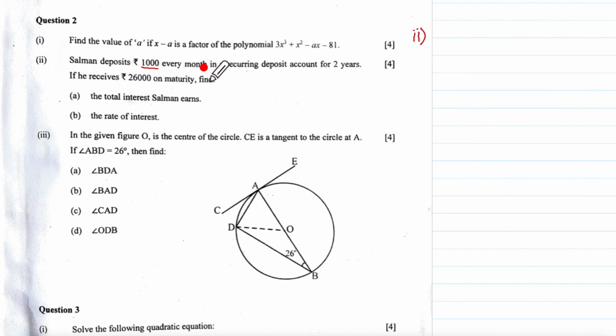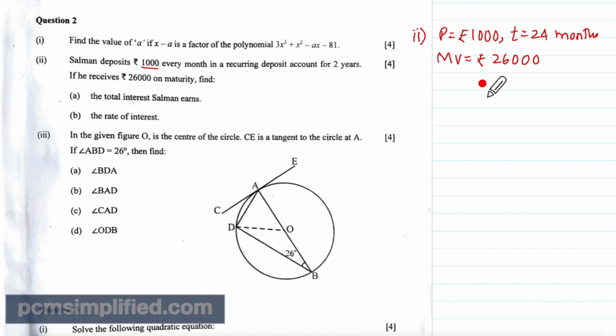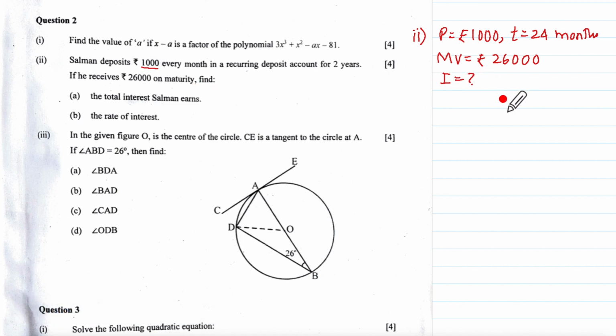Salman deposits 1000 rupees every month in a recurring deposit account for 2 years. So our principal is rupees 1000 and our time is 24 months, and he receives, which means maturity value is, rupees 26,000. And we have to find the total interest, so the interest is equal to how much, and the rate of interest is how much? Let us write our formula. MV is equal to, come on, you know the formula, P into n plus interest. So we will have 26,000 equal to P into n, means 1000 multiplied by 24.